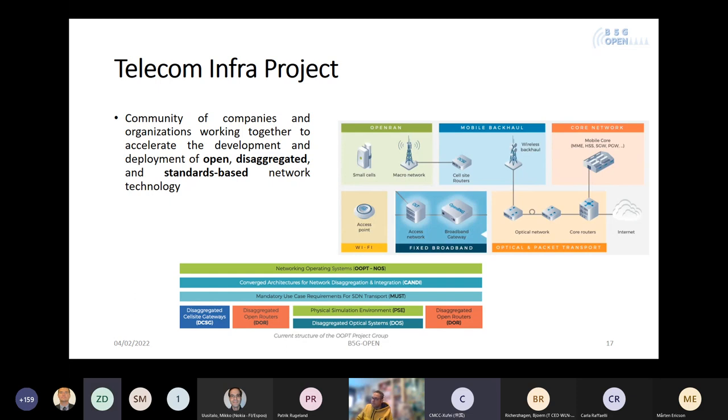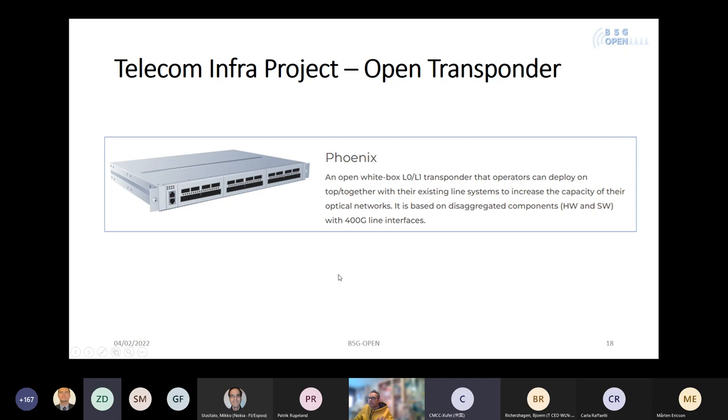So here, this is the structure of the OPT project. As you can see, it's building several layers: building the hardware itself, so open cell-site gateways, open routers, such as the open BNG, DCSG for core, and the PNG. Also the disaggregated optical systems, building the line systems, having the SDN layer, working with the optical integration, and working with the node. So you see that this is a private effort with companies trying to cover this. And there are some examples here that I'm going to show you of the kind of products or designs that have come. One of them is the open transponder.